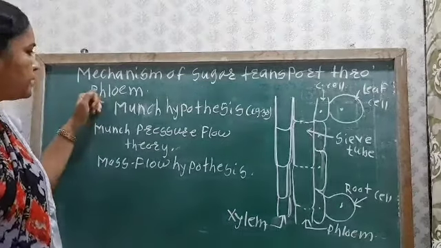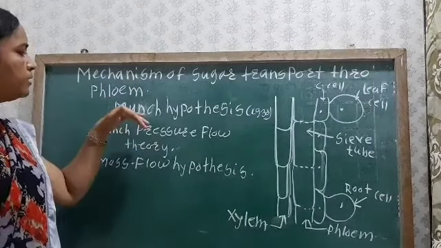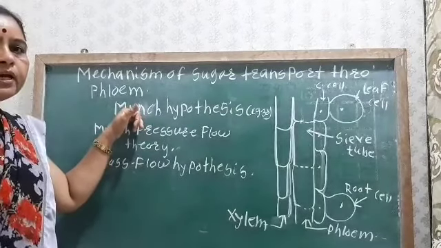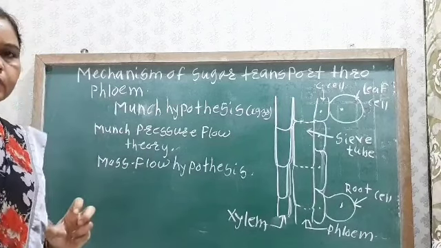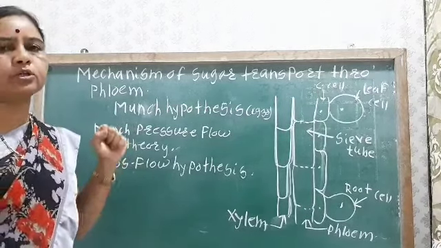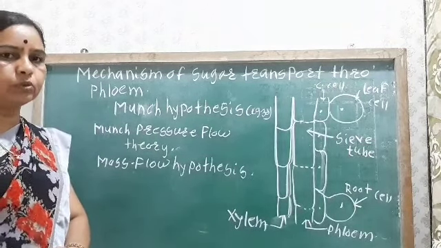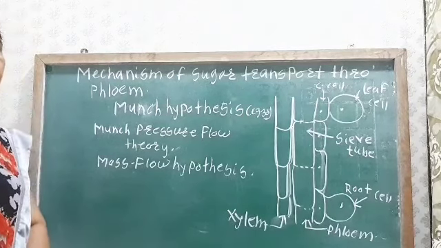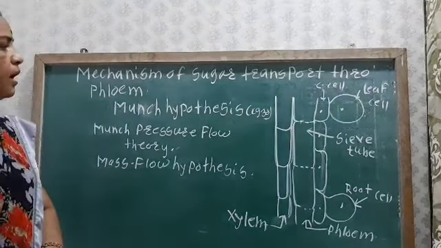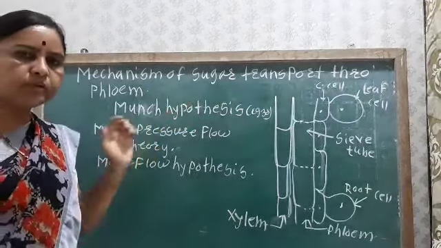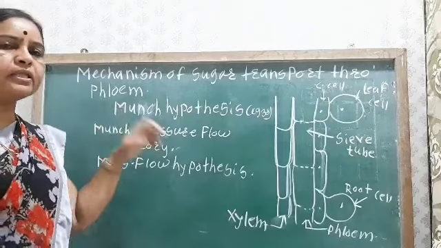This mechanism was given by the scientist Munch. Munch proved how the movement of the food takes place from the source region to the sink region. Source is where the food material is synthesized, that is the leaves. And the sink region is where it is utilized, that is the root. So this process was proposed by Munch.